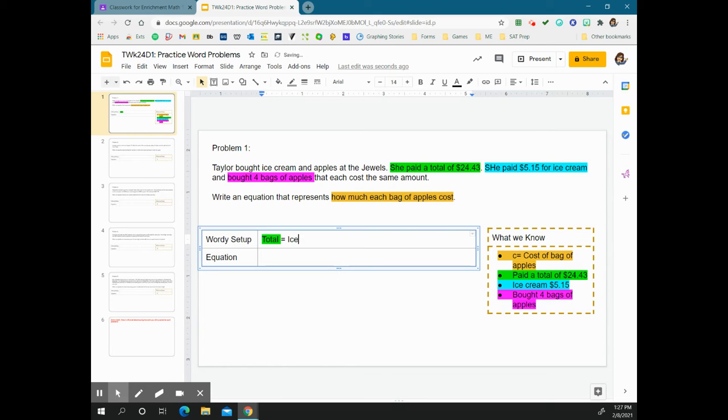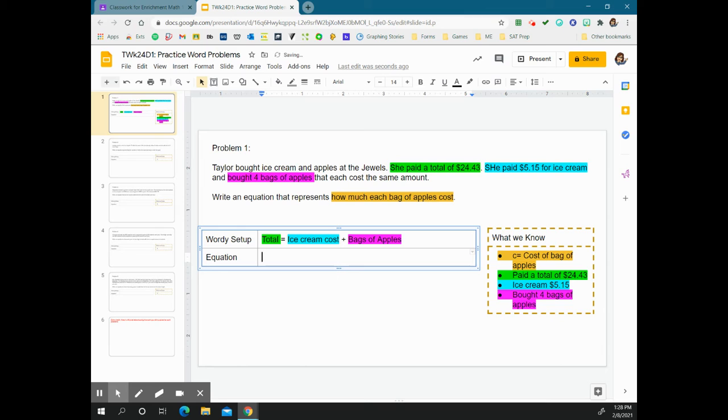So we know the ice cream cost. And when you buy something together, you're adding those 2 items up. You're not subtracting, you're not multiplying, you're not dividing. So we add the 2 costs together. So we have ice cream costs, and then we have bags of apples. We did that in pink.